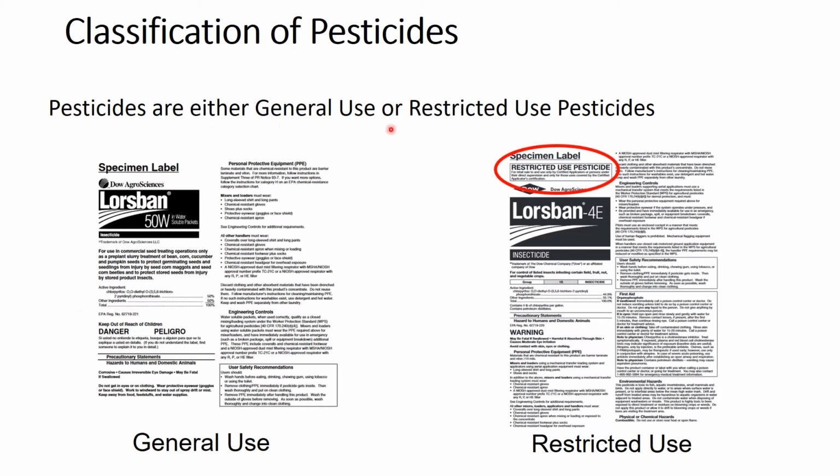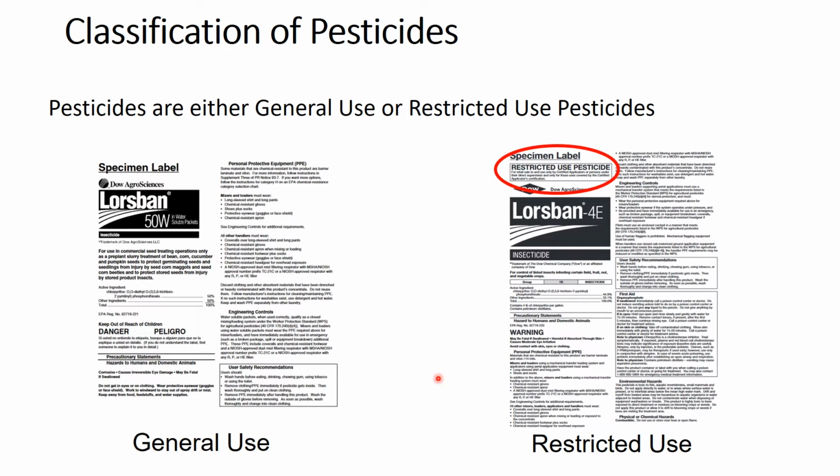There's general use and restricted use, okay? General use, you don't have to have any special certifications to purchase this, such as an example that would be the Loris Band 50W, okay? Versus on this example, the restricted use is Lower Band 4E. Notice it's the same name, it's a different formulation. It also specifically says that it's restricted use. If it is restricted use, you have to have a private pesticide application license. I'm not saying that general use is more safe. Usually the restricted is for either safety reasons with people that are applying it or environmental reasons as well.